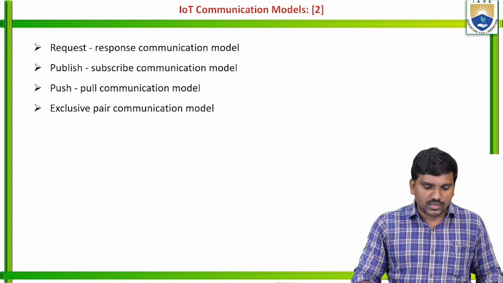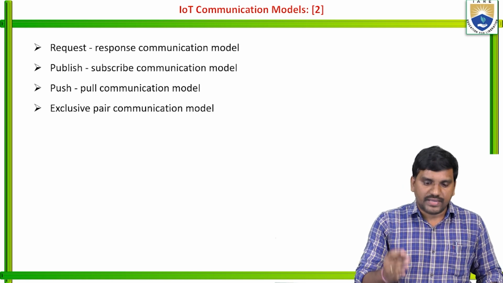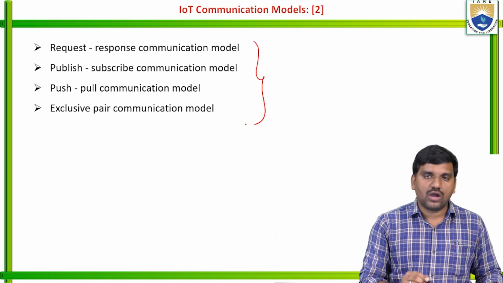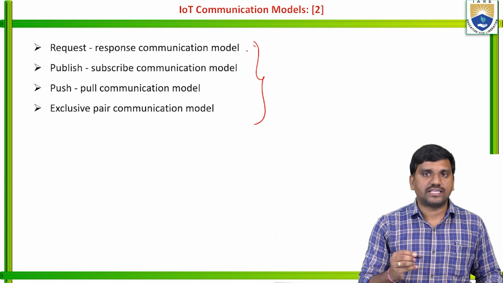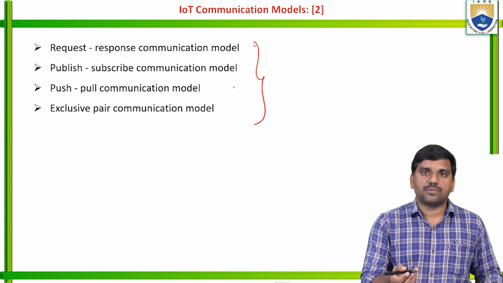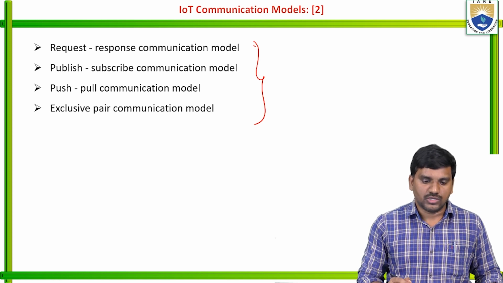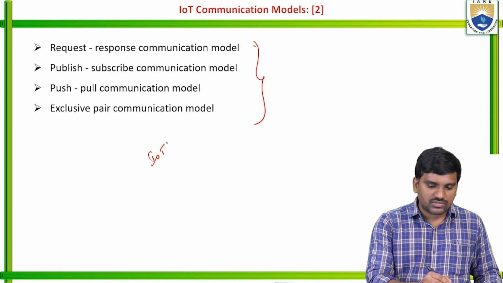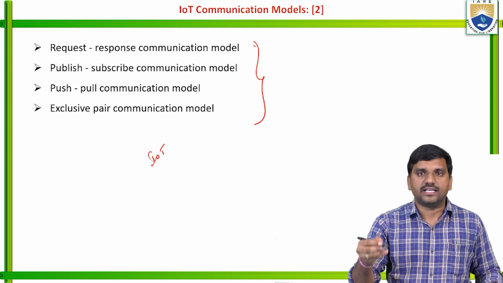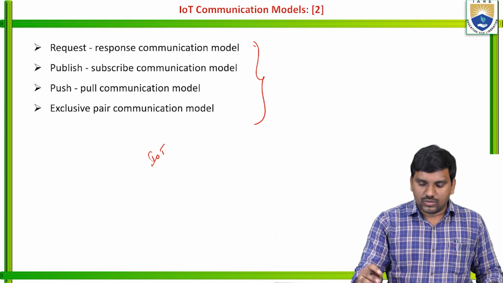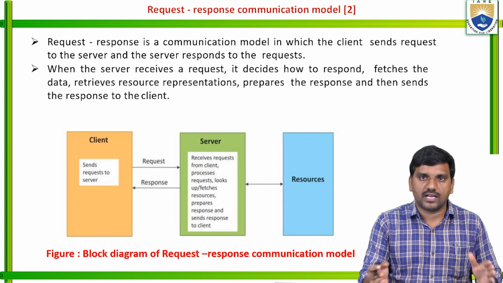Next, move on to the IoT communication models. It is very, very important to know. Basically, we have 4 types of communication models: request response communication model, publish subscribe communication model, push-pull communication model, and exclusive pair communication model. These are the IoT communication models, very, very important to know to design any network or any device. So let's start with the first communication model, that is the request response communication model.